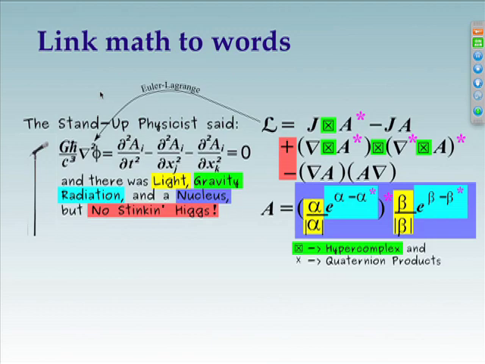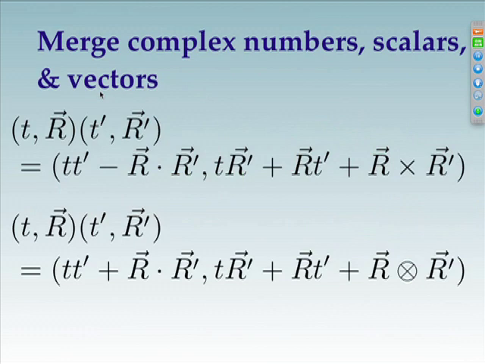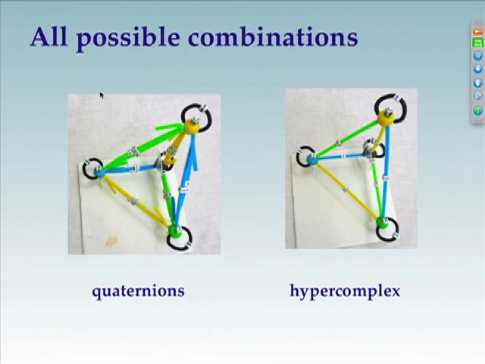Okay, so then it was the idea of merging complex numbers, scalars, and vectors using both i squared equals positive 1 and i squared equals minus 1 for hypercomplex and complex numbers, respectively. Or I should say, quaternions.